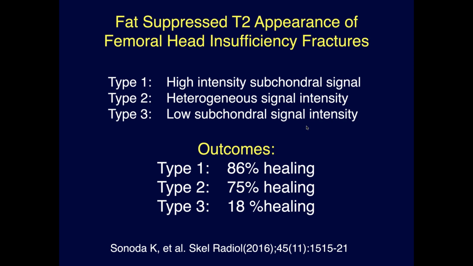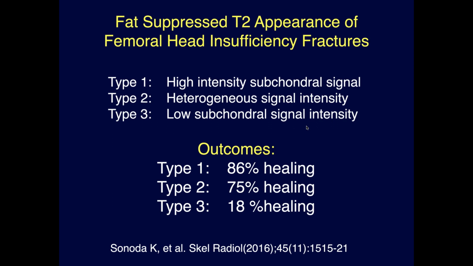And then they followed them over time, and they found those that had high signal intensity had an 86% chance of healing. Those that were heterogeneous had 75%, but those with low signal intensity on all sequences had only an 18% chance of healing. What do you think's going on here, Jennifer?